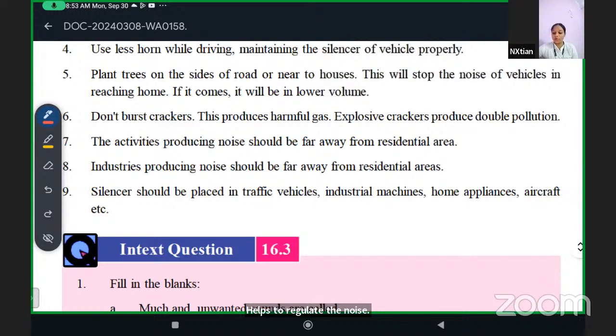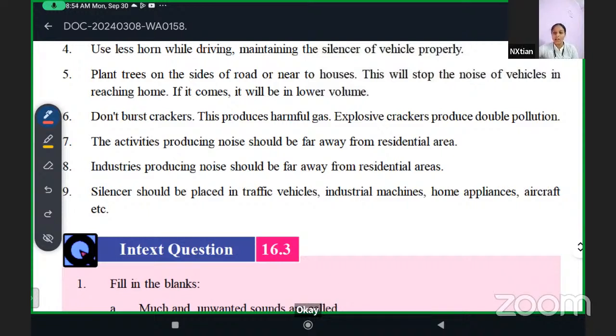Then don't burst crackers. They produce harmful gas. Explosive crackers produce multiple kinds of pollution. Air pollution is there because of the gases they release. Land pollution is there too: when you burn the cracker, it leaves a black mark on the ground. And then when it goes up and bursts, there is a loud sound. The bomb and all that produce very loud sounds, so that is again noise pollution. So three types of pollution it's causing, and we should avoid using them.